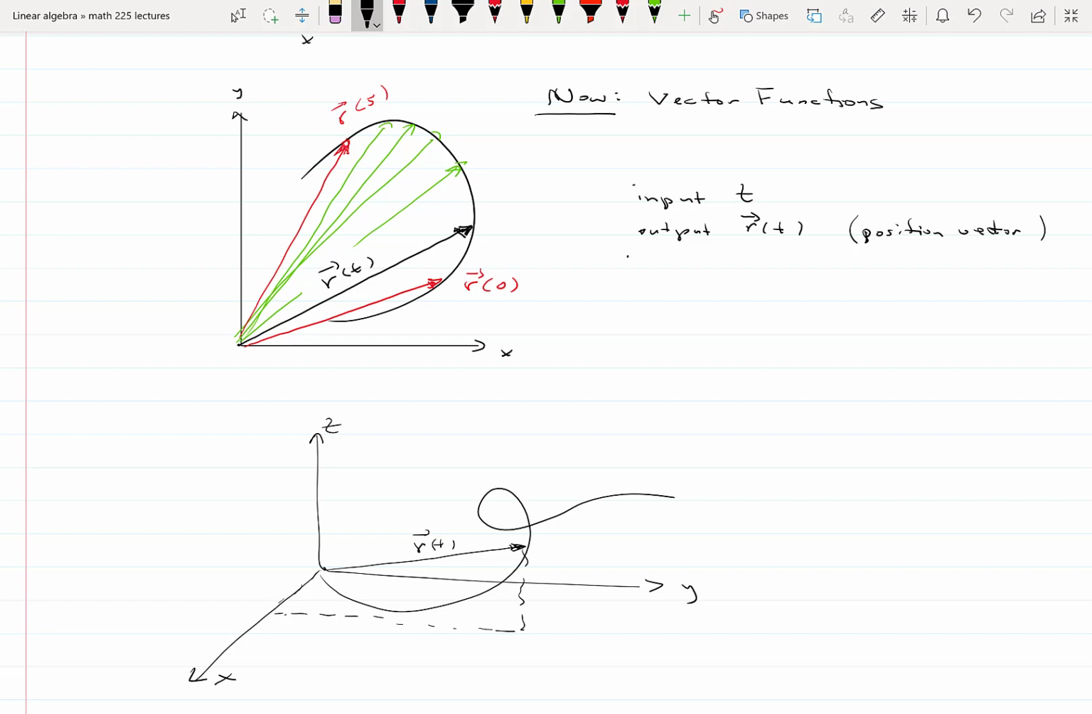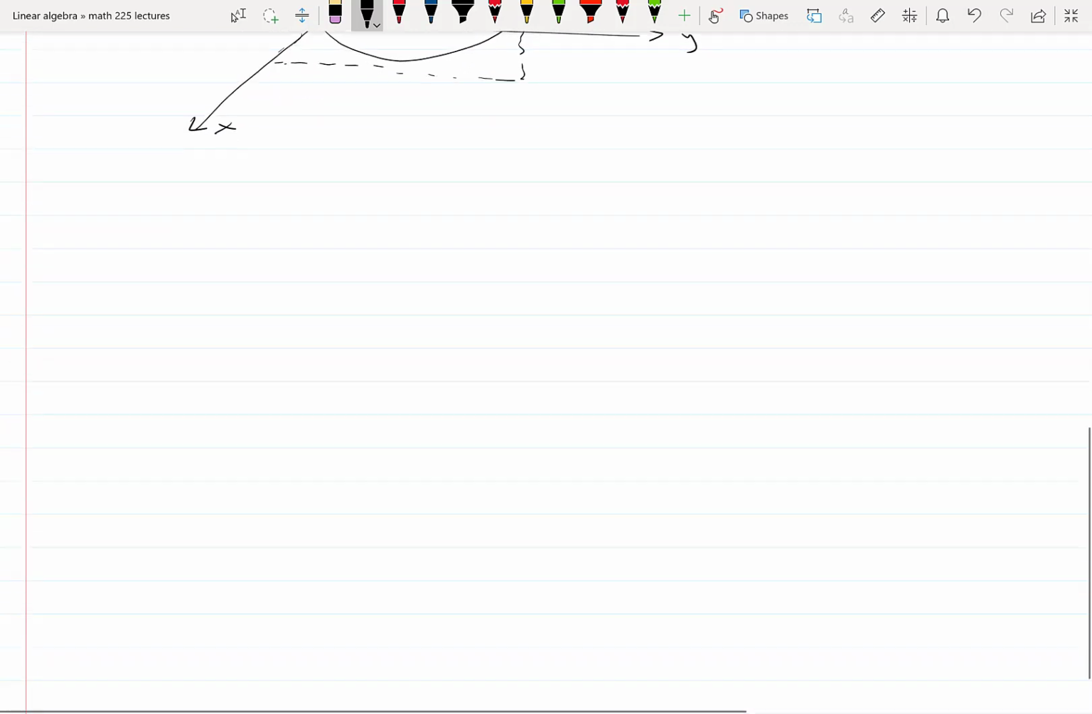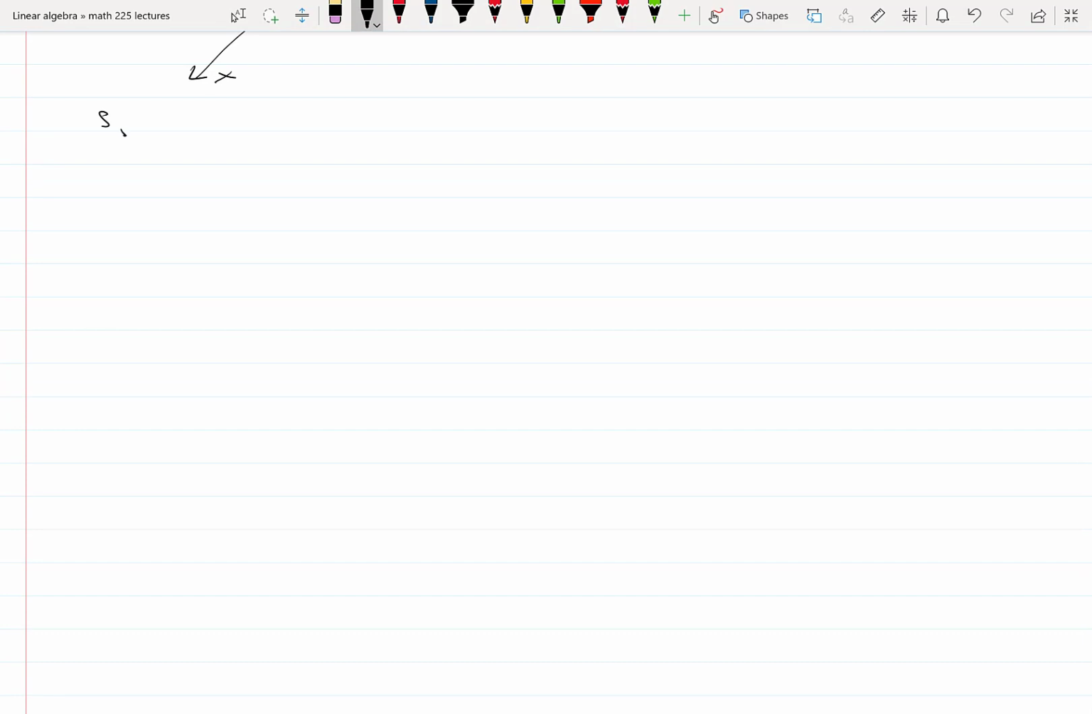And it is a function because one input of time gives you one output of a position vector. In other words, you can't be at two different position vectors at the same time, to bring up an old cliche. Let's take a look at some specific examples.